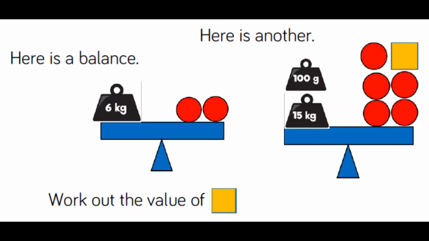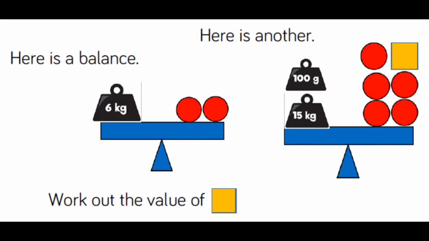So we've got a set of scales here with some weights, some red circles and some yellow squares. It says here is a balance, and then next to it, here is another. Work out the value of the yellow square.